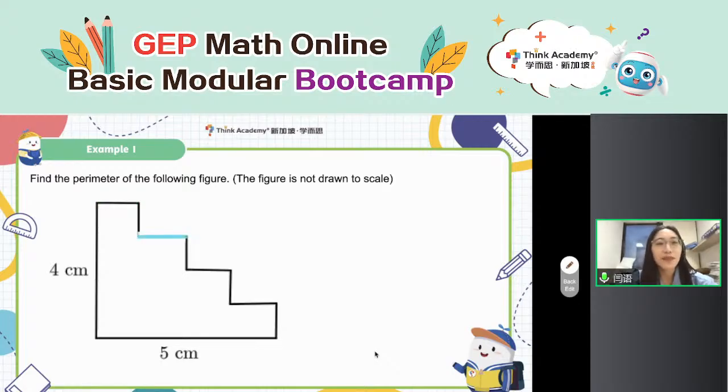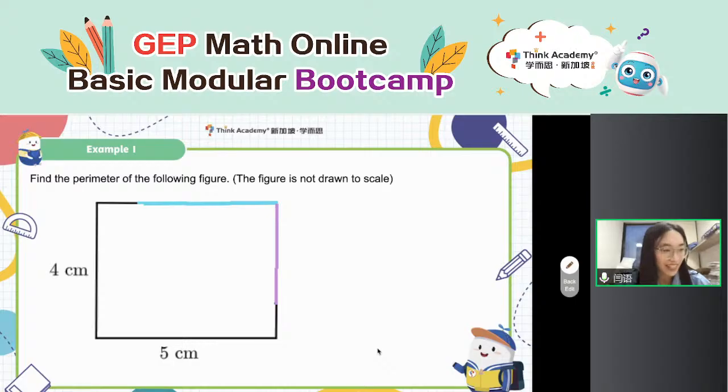So here, push all the horizontal lines to the top. And then what about the vertical lines? Let's push them to the side. 1, and then 2, and then 3. So you see that again, it is super easy. Now you can see that I just turned the irregular shape into a rectangle.